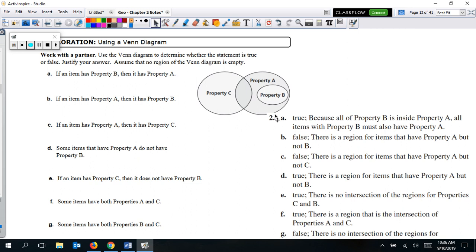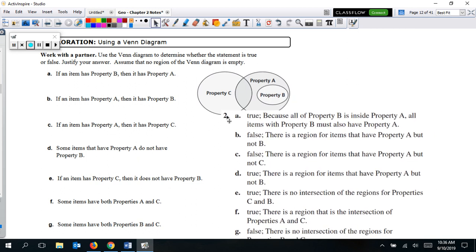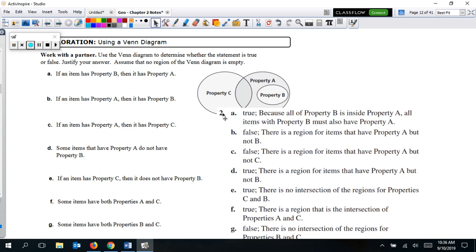All right, so let's go ahead and look at our answers for these, A through G. Letter A says if an item has property B, then it has property A. Well, that would be true because B is inside of A. So if it's in B, it's also in A. So that would be true. B says if an item has property A, then it has property B. Well, that would be false because you could be outside of B, but still in property A, right?